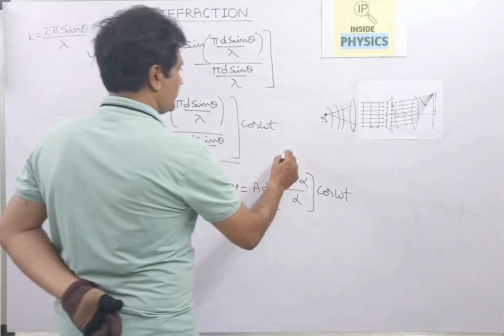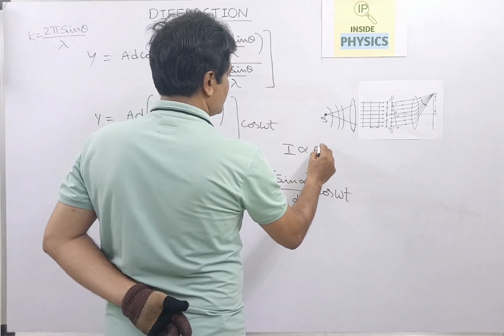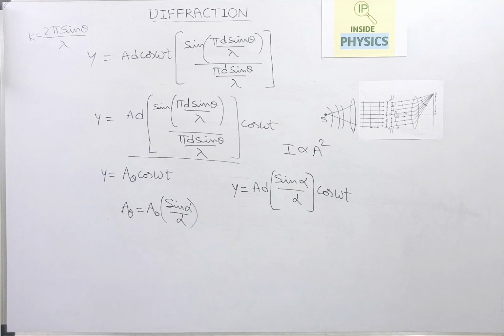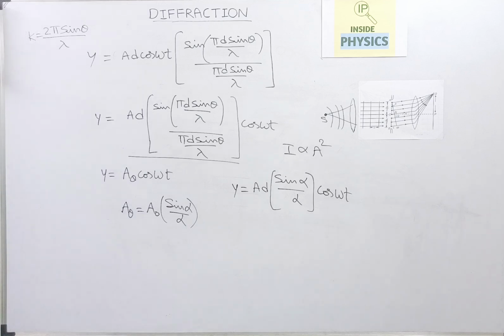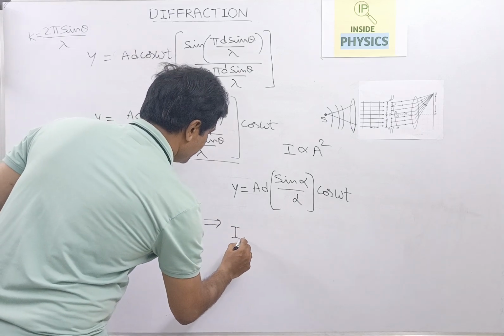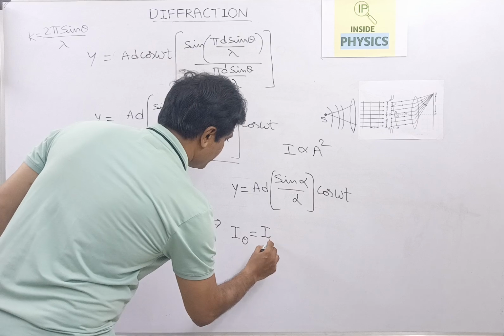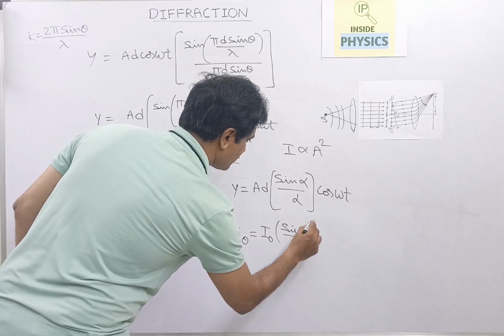We know that the intensity of the light wave is always proportional to the square of the amplitude, right? So in this way, we can write the intensity I as I theta. You may have this equation represented in intensity form: I theta is equal to I naught into sine alpha by alpha whole square.